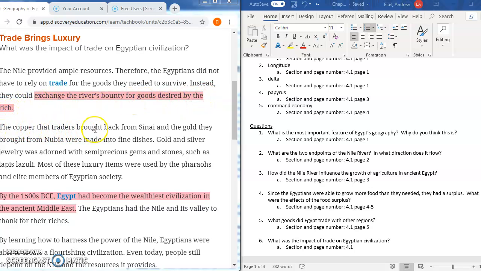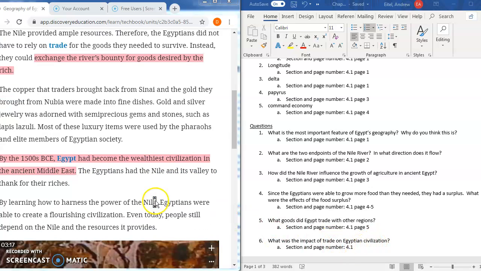Copper that the traders brought back from Sinai and the gold they brought back from Nubia were made into fine dishes. Gold and silver jewelry was adorned with semi-precious gems and stones, such as lapis lazuli. Most of these luxury items were used by the pharaohs and elite members of Egyptian society. By the 1500s BCE, Egypt had become the wealthiest civilization in the ancient Middle East. The Egyptians had the Nile and its valley to thank for its riches. So this should help you with this question right here.